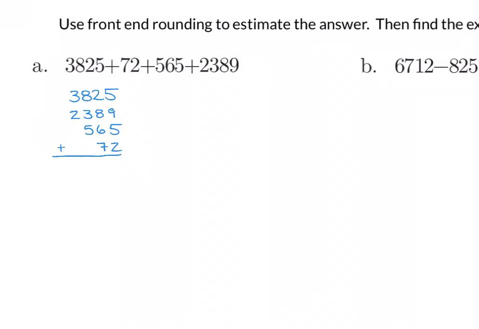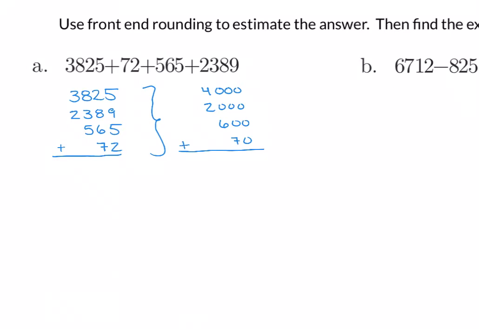Okay, now I want to go ahead and take these numbers and round using front-end rounding. So 3,825 is going to round up to 4,000. 2,389 is going to round down to 2,000. 565 rounds up to 600. And 72 rounds down to 70.